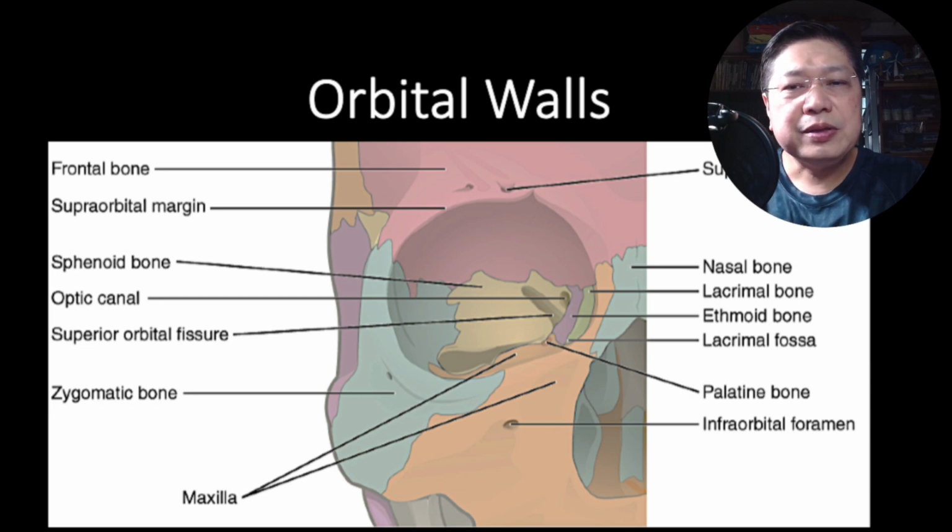So the walls of the orbit are actually made up of several bones. It's not just one bone with a hole. These are several bones that are pieced together very, very well, and this area is actually like a jigsaw puzzle.